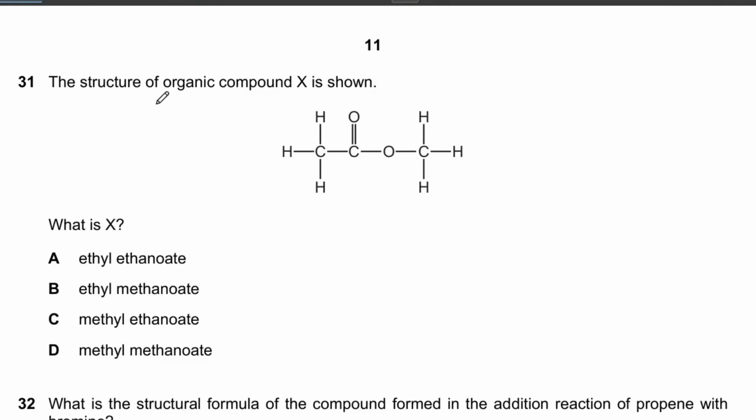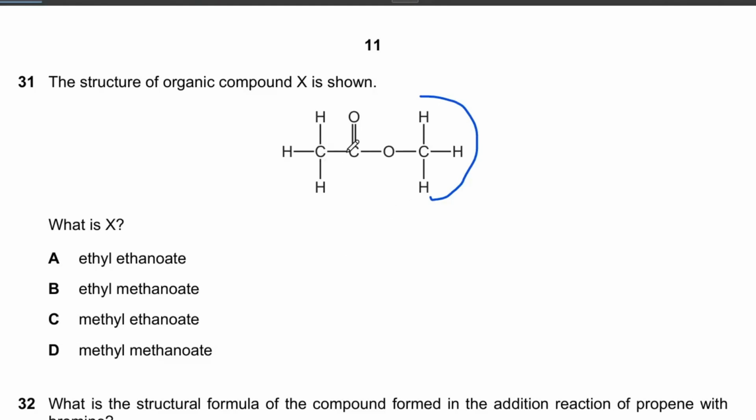Question 31. The structure of organic compound X is shown. This is the structure. What is X? So this is an ester. Naming an ester, we start with the alcohol, which is the one behind here, then the carboxylic acid. So here, this alcohol is having only 1 carbon. It's a methyl, so that means the answer is between C and D.